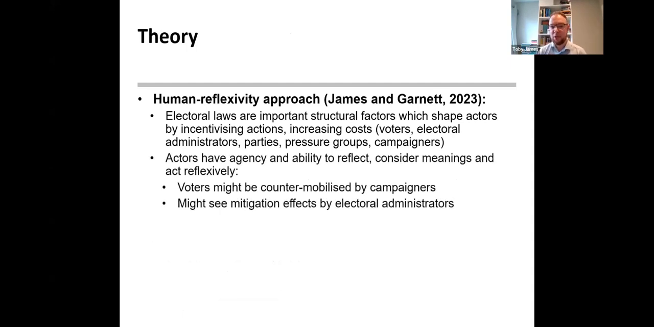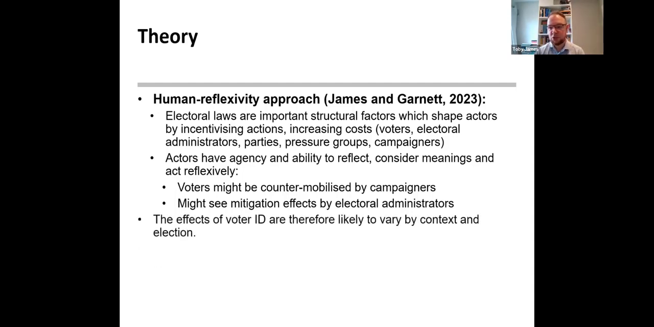But at the same time, laws are one thing. How actors respond to this is also particularly important. One of the reasons why you might not get a decline in voter turnout, for example, is because civil society groups can mobilise to get the vote out, and you don't see that decline witnessed at the polling stations.